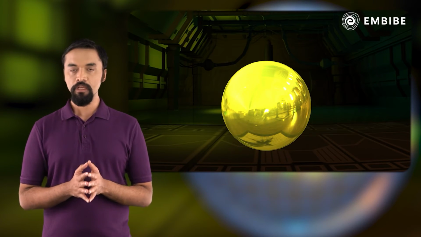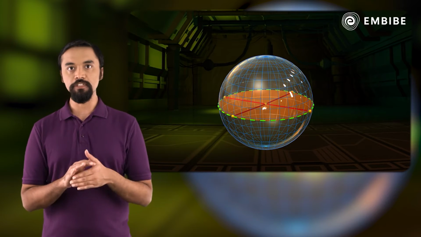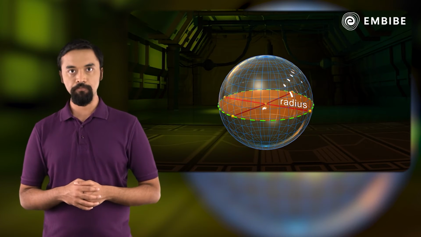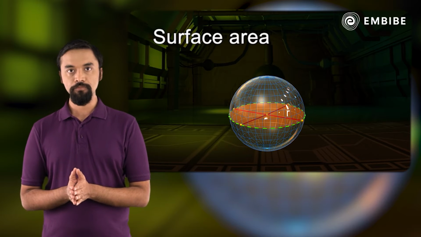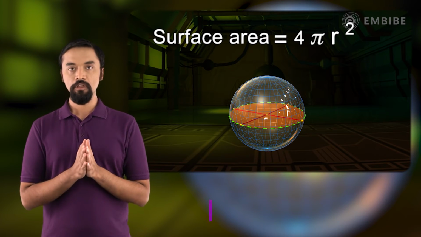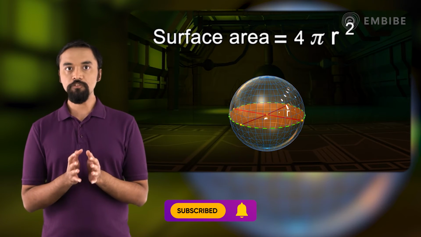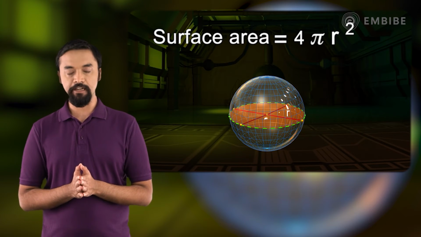You're familiar with a sphere. A sphere has an external curved surface. Points on the surface are equidistant from the center of the sphere. This distance is called the radius of the sphere. Suppose the radius of a sphere is r units. We assume that the surface area of a sphere is equal to 4 pi r square. For a sphere, the curved surface area is usually spoken as surface area.